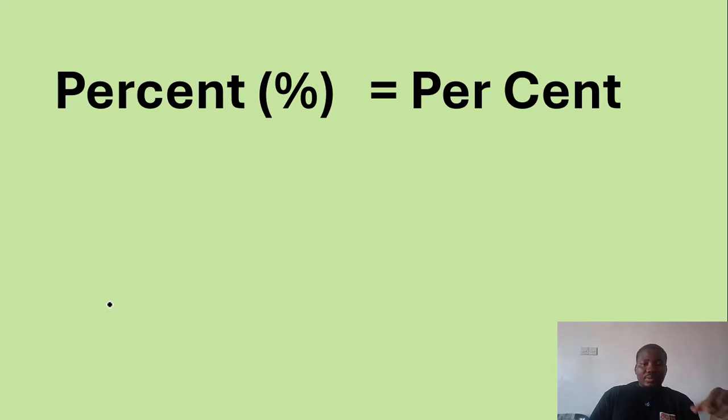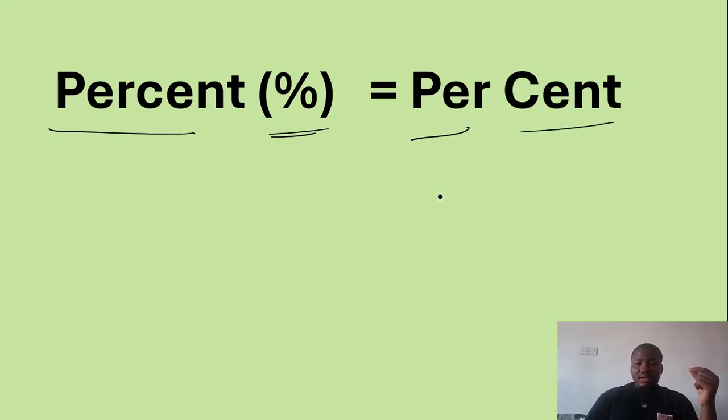In this video, we'll be talking about percentage. So the word percentage, which is usually symbolized as this, is from the word per and cent. When you say per, it's just like a division sign, like meter per second, something like that, per. And when you say cent, it is from the Greek word centum, and that centum means 100.